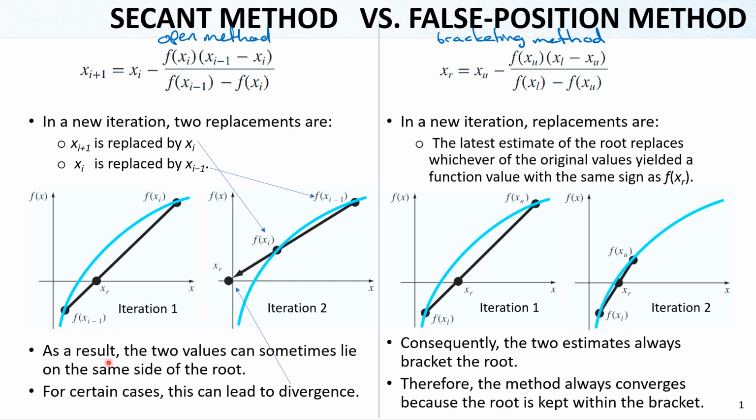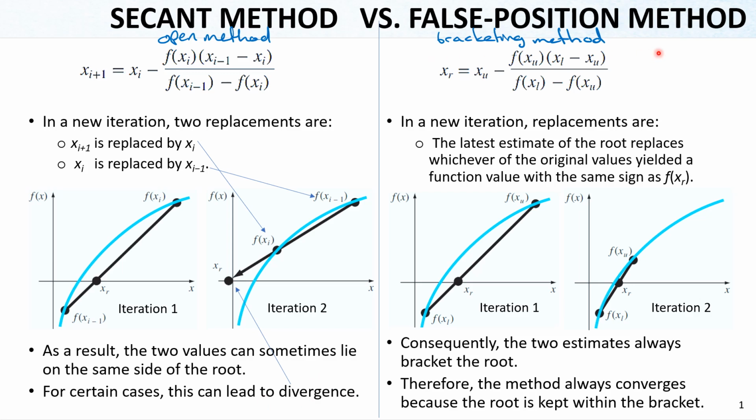And as a result, the two values can sometimes lie on the same side of the root. So they can be on the same side, no problem. So the root is here, but the x values are on the same side. For certain cases, this can lead to divergence too, because the Newton-Raphson also is diverging with the real derivative value, and this can have some vulnerability of divergence.